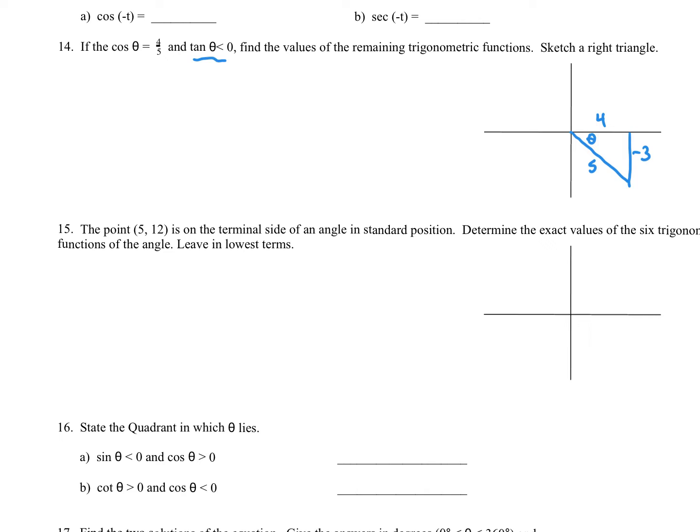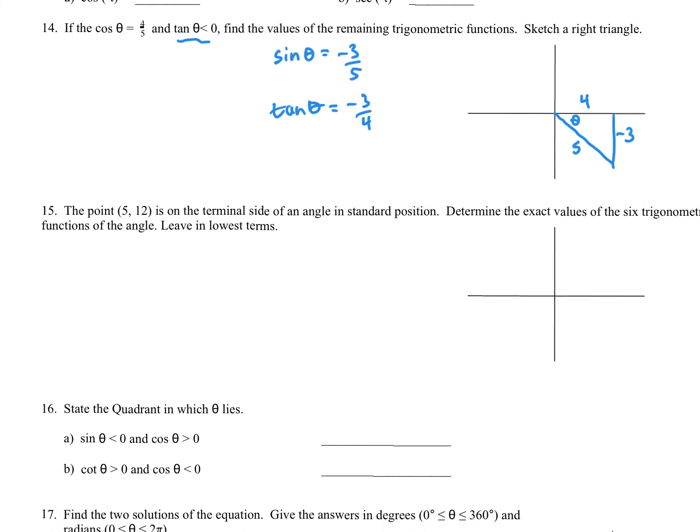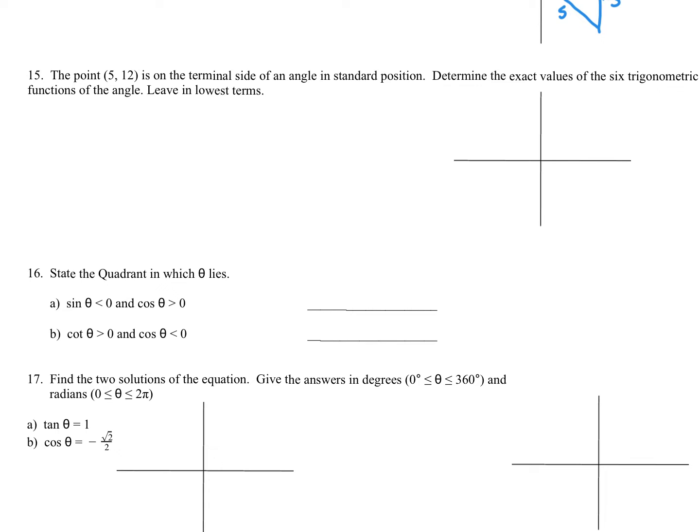Find the remaining values. So here the remaining values: sine of theta is then -3/5, and tangent of theta is then -3/4. We're not going to worry about the others because the others are just the inverse of what we already have. However, number 15, they want all 6 of them. They want the 6 trigonometric functions, leave in lowest terms.